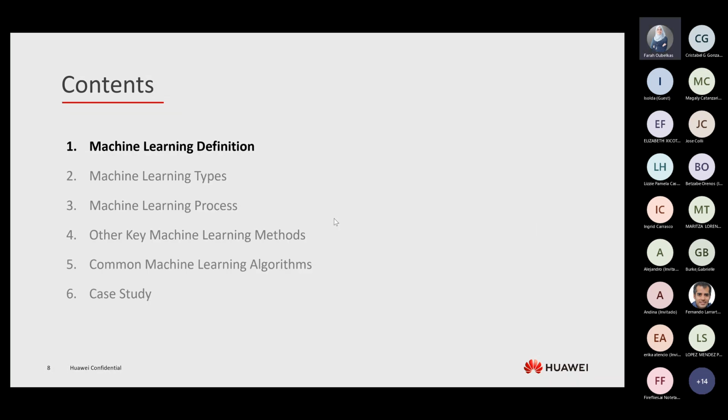The content is going to go as follows. First of all, we're going to define machine learning. We already defined machine learning in the last session, in the first chapter. The types of machine learning, this is new. The machine learning process, some key methods of machine learning, some common algorithms that we can use in machine learning, and some case studies.